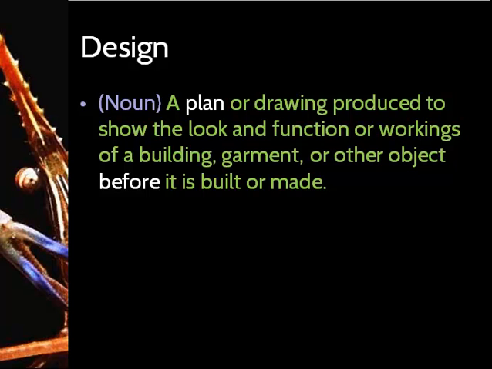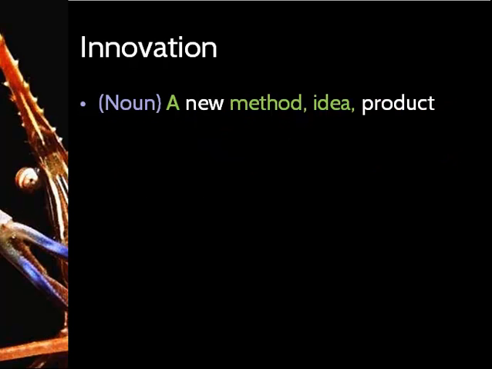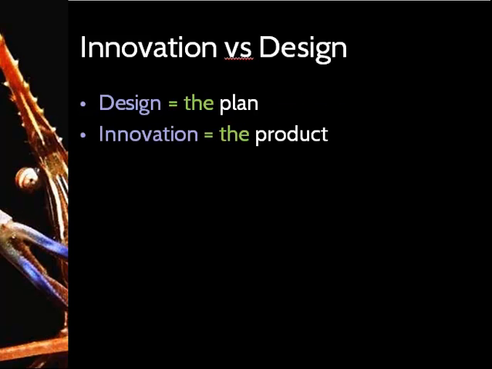Okay, so we talked about design as a noun being a plan or a drawing produced to show the look and the function or workings of a building, garment, or other object before it is built or made. Different people have different definitions of design, but what we're talking about is that the design is the plan. That's in contrast to innovation, as in the noun form of that word, which refers to something really new. I suppose you could design something that's not particularly new, but innovation always refers to something very new or novel, a method, an idea, or a product. So when you're talking about innovation versus design, design is the plan and innovation is the product. Again, people will argue these terms, but this is kind of how I'm trying to scope it out for this class.